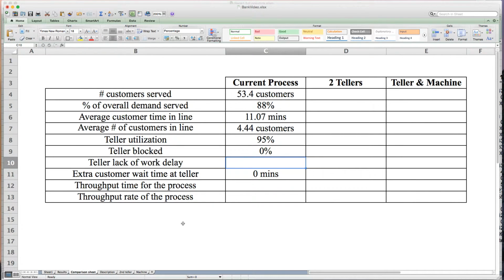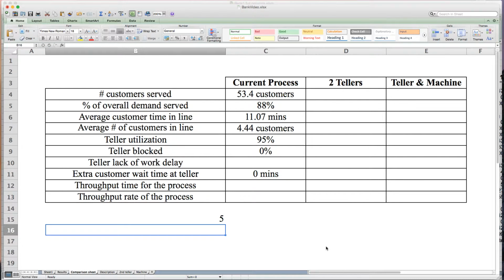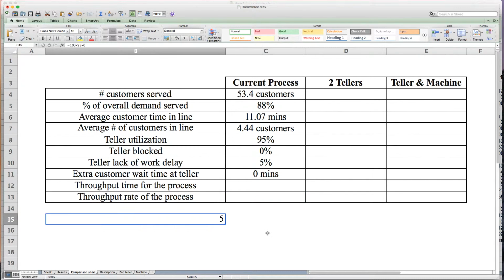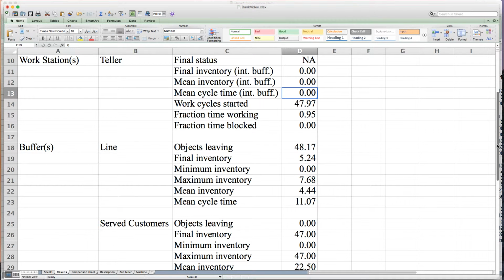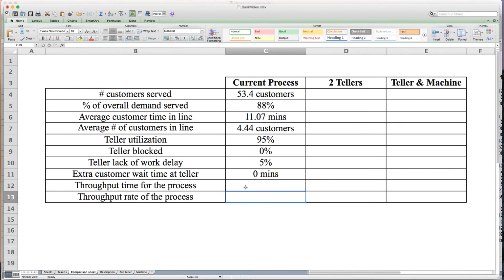Now, lack of work delay. So remember, an employee is available for 100% of the time. So if I'm 100% available and I'm working 95% and I'm blocked 0% of the time, well then guess what, 5% of your time you're going to be having a lack of work delay. So standing around doing nothing because there's no customers in the system. So that's our 5%. Let's go to throughput rate next. We're going to take that straight from, remember, served customers. You go down and you grab it off your final inventory, that's 47. You pop it in here, again it's customers.